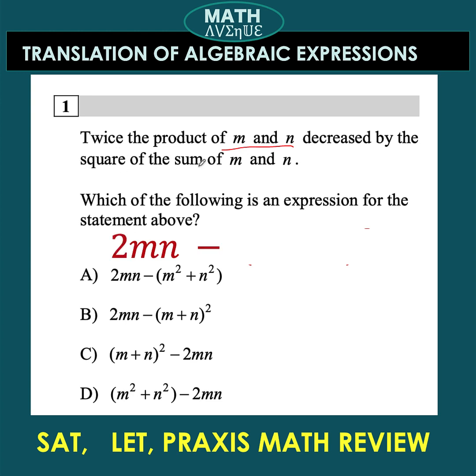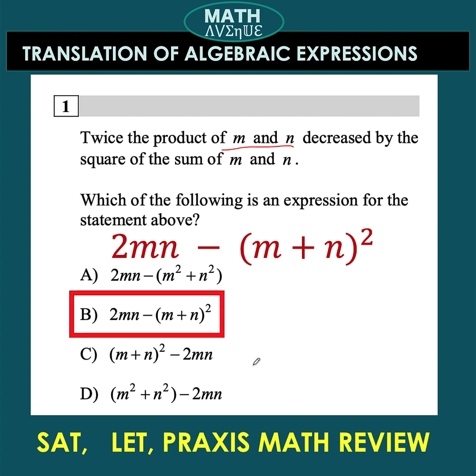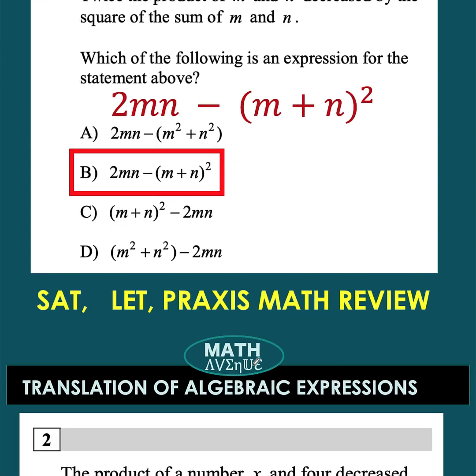And we are going to decrease this by the square. So here is the square of the sum of m and n, which is m plus n. So this is now the algebraic expression, which is letter B. Let's go to the next problem.